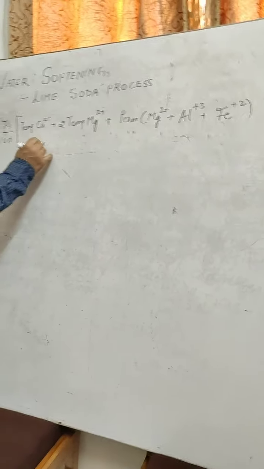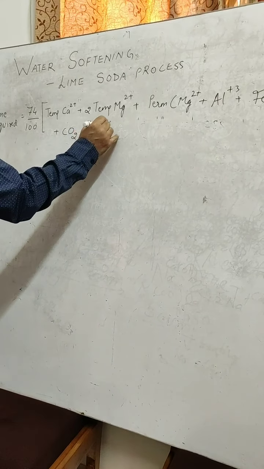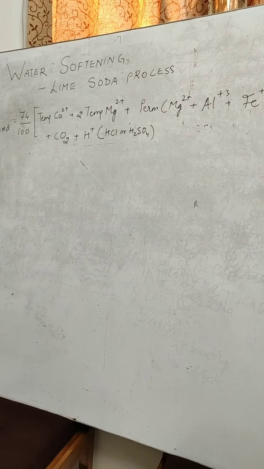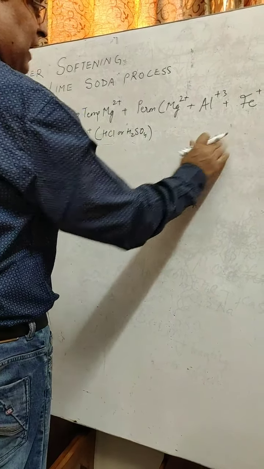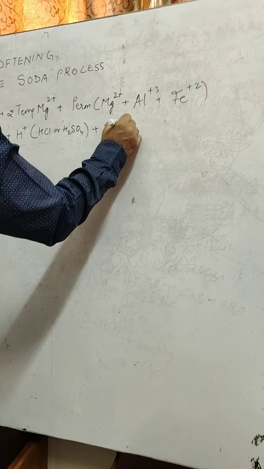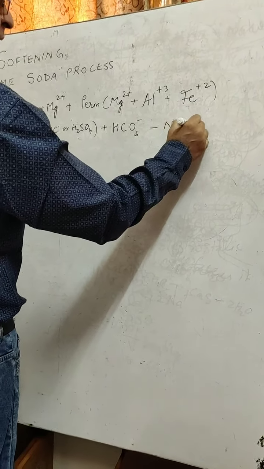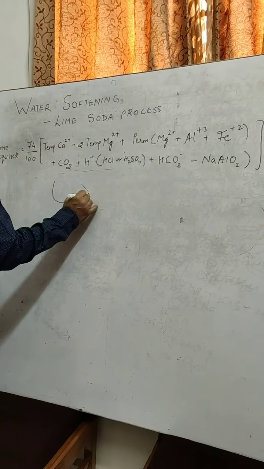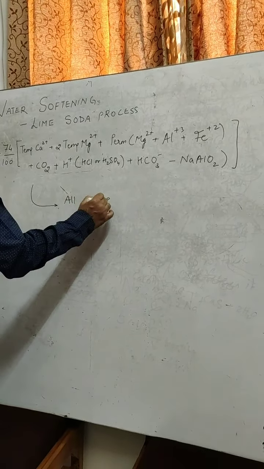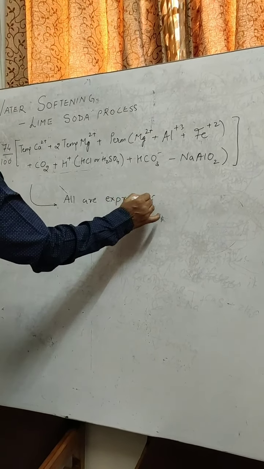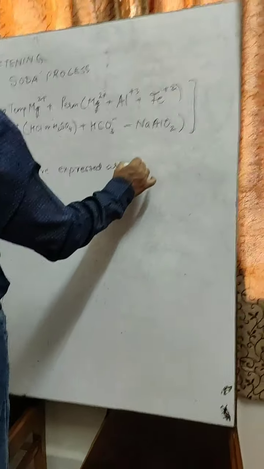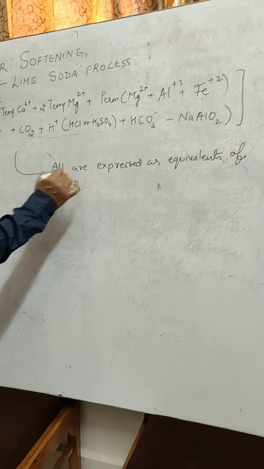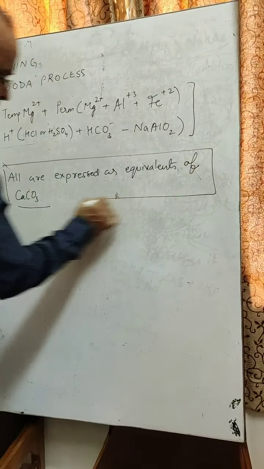Then dissolved gases like carbon dioxide, mineral acids in the form of HCl, H2SO4, etc. And at the same time, we consider ions which are used as a coagulant, and bicarbonate ion minus equivalents of this. Now these all are to be expressed as equivalents of calcium carbonate. This is the most important thing.